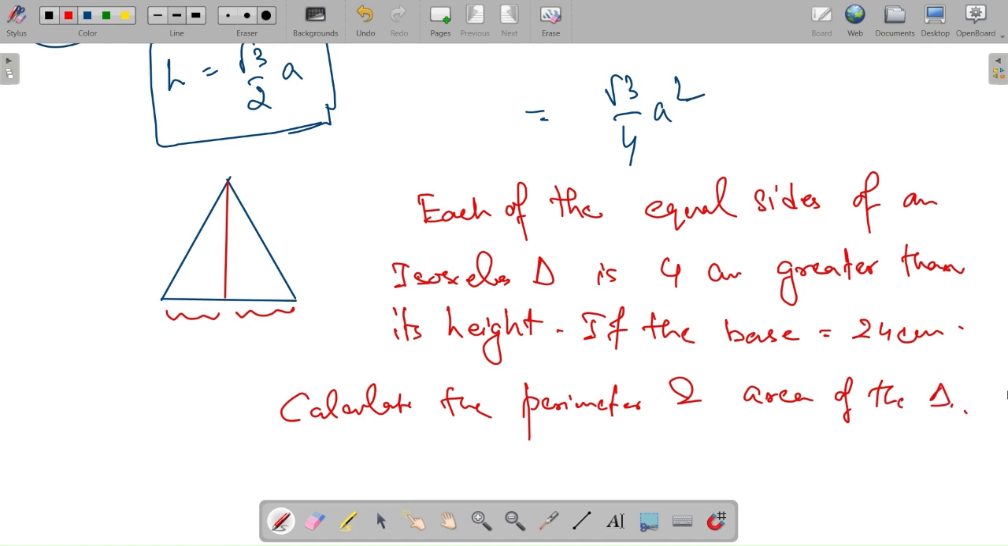Can you guys try it? It is saying that each of these sides, say this is A, and this side is B. B is equals to 24 centimeter, it is given. And if this is the height H, then A is equals to H plus 4. This is also given. Find the value of the perimeter and the area of the triangle. Let me see who can give me the correct answer first.